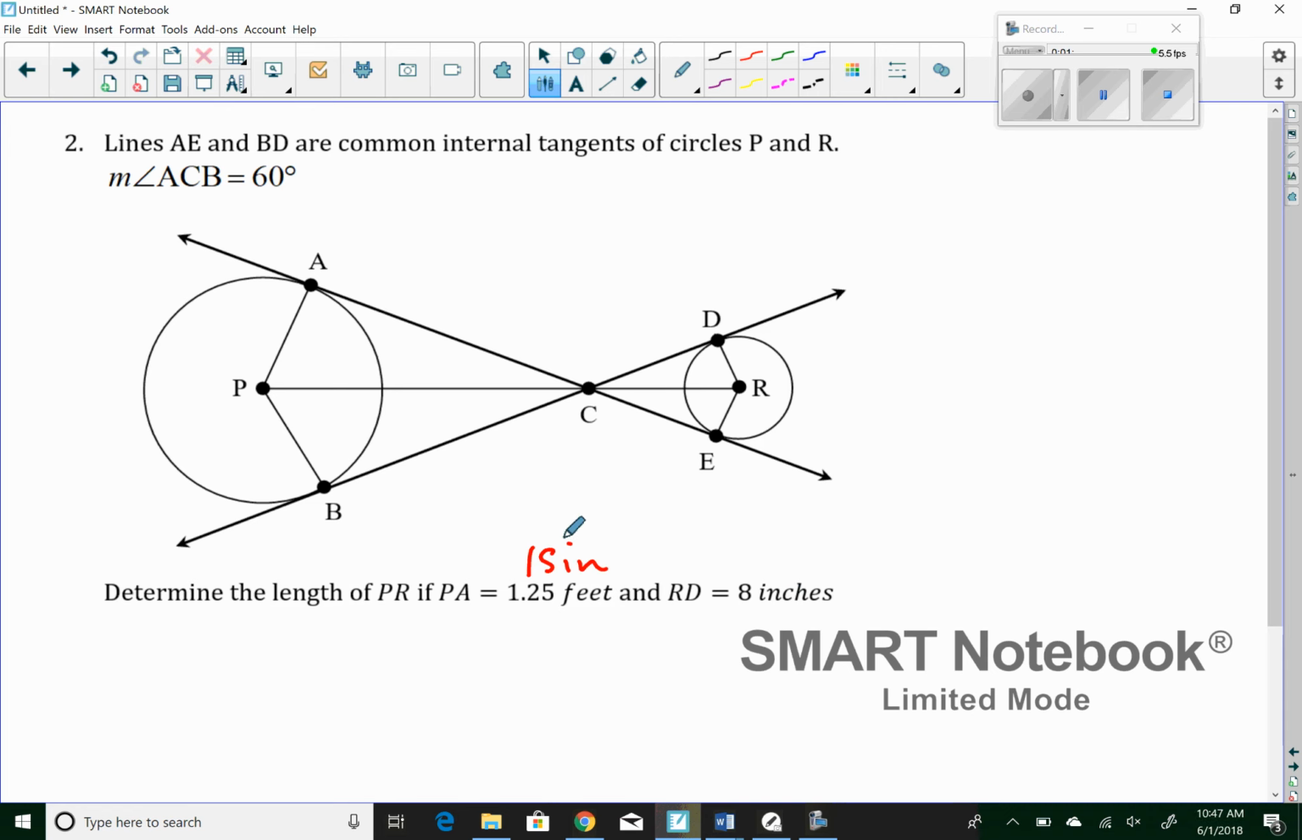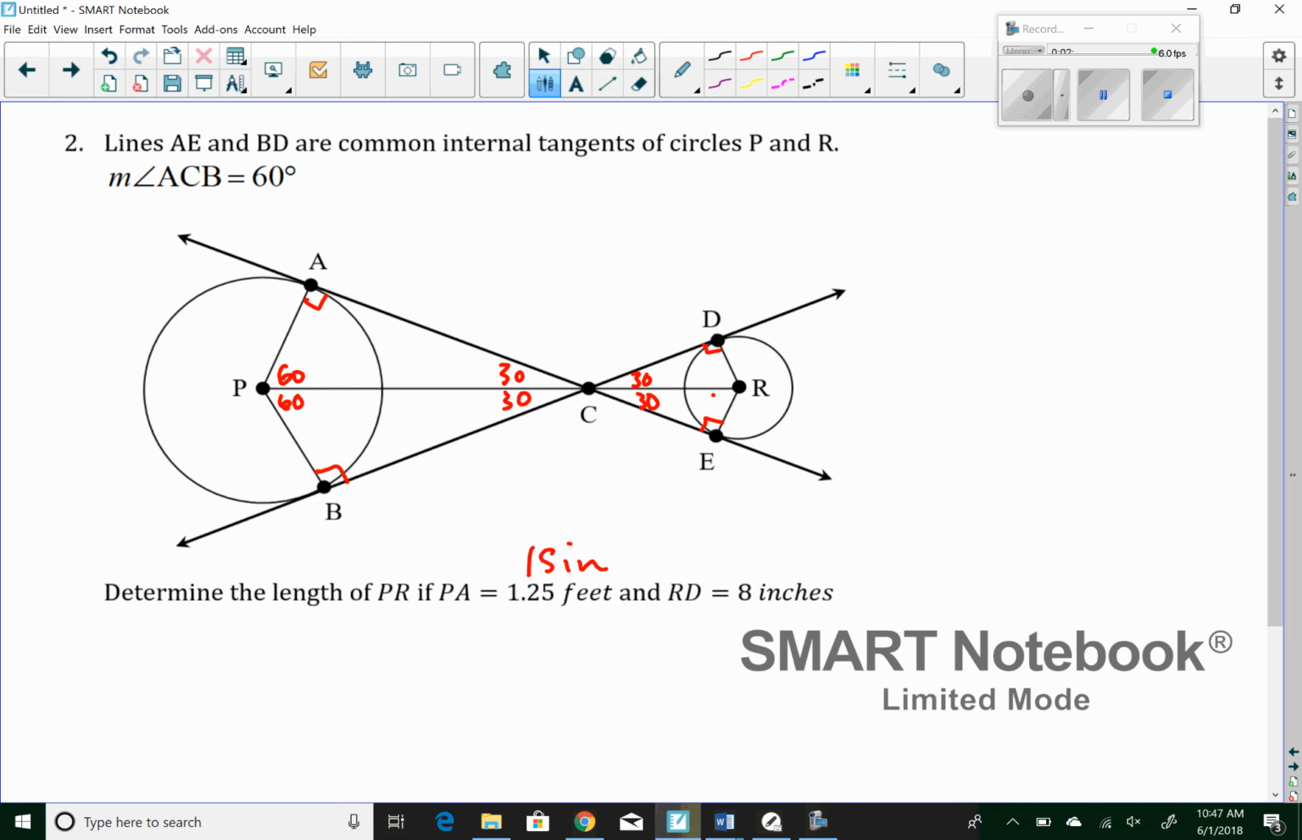So let's label everything we know. So I know if angle ACB is 60, because of these tangents being congruent, these radii being congruent, and these angles being congruent, these are the same size triangle. Therefore, each of these small angles is 30. Same thing's going to happen on the other side. Because of vertical angles, I know these are also 30. Also, because these are 90-degree angles here, here, here, and here, because they're where a radius intersects a tangent, I know these angles are 60.